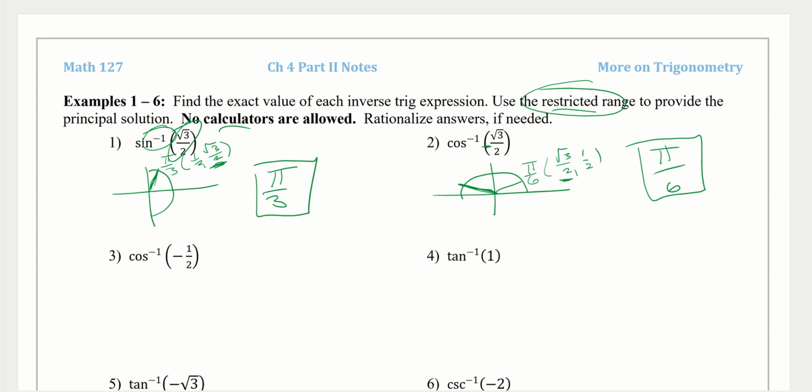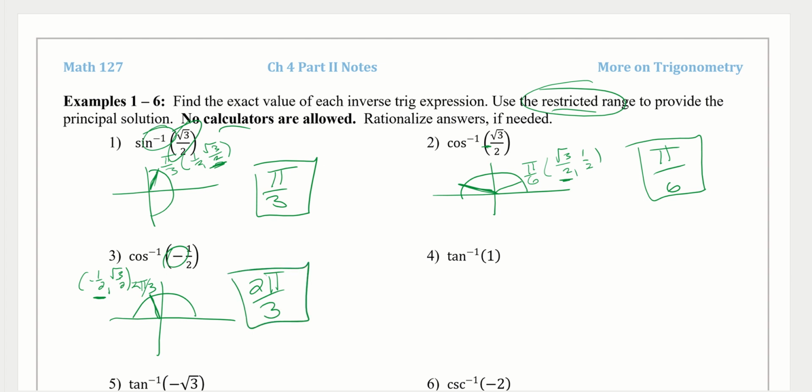Okay. Now cosine, same thing. 0 to pi. That's my restricted range. Now we do have a negative, so I know cosine's negative over here. The reference angle would give me pi over 3, but this one is 2 pi over 3 since it's in the second quadrant there. Again, the values would give me negative 1/2, root 3 over 2. We're looking for that since it's cosine. So my answer is 2 pi over 3. That's the angle I'm looking for.